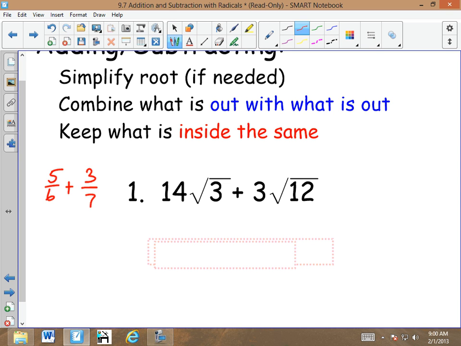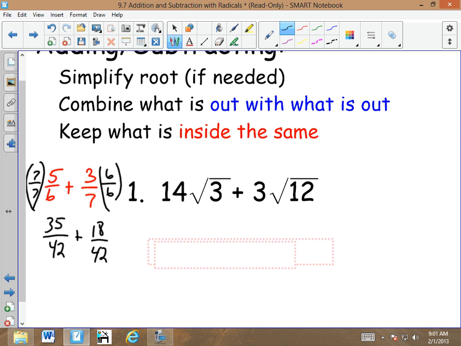The easiest way to do that is to take the bottom number and multiply the other fraction, top and bottom, by the other bottom number. 35 over 42 plus 18 over 42. Now I can add just the tops. The bottom stays the same.